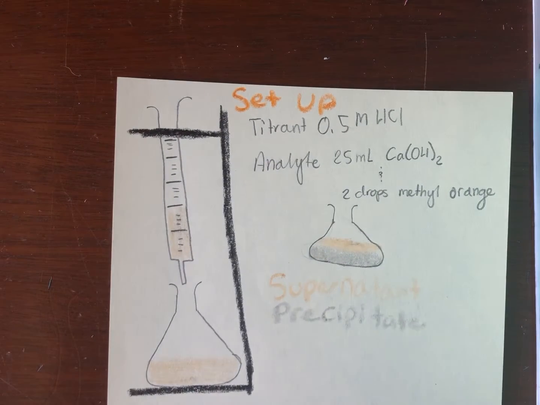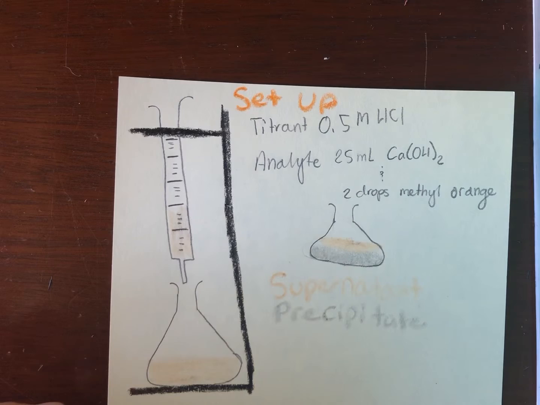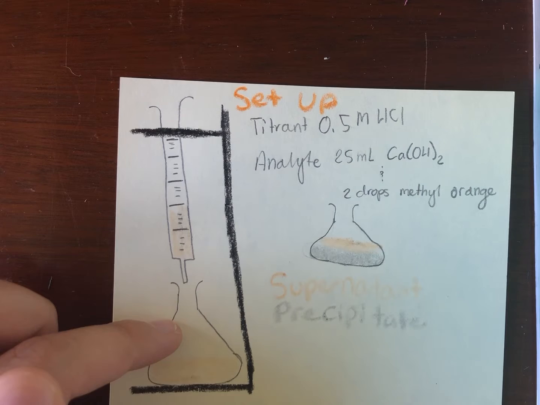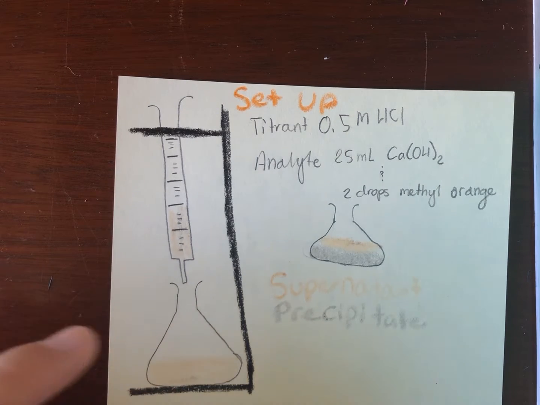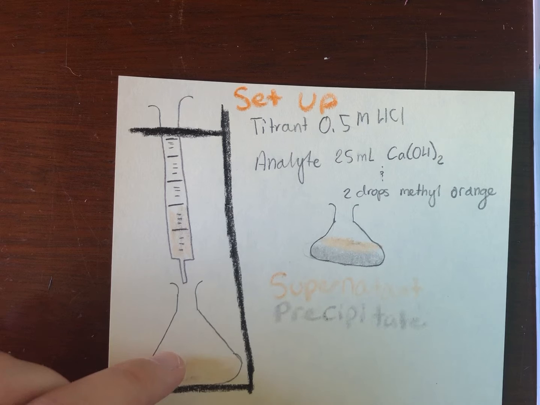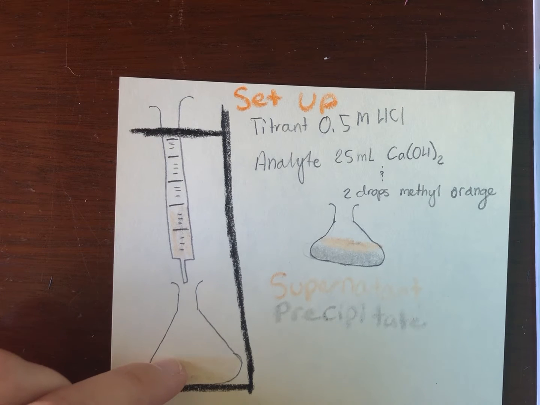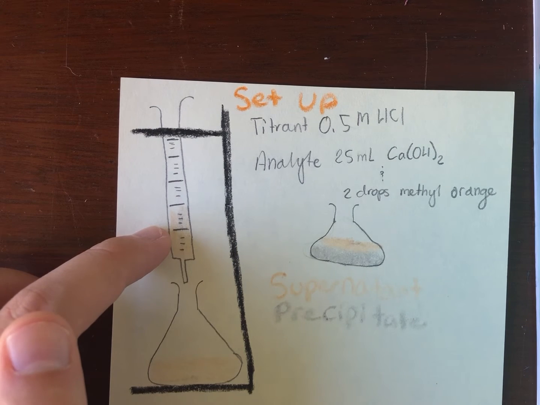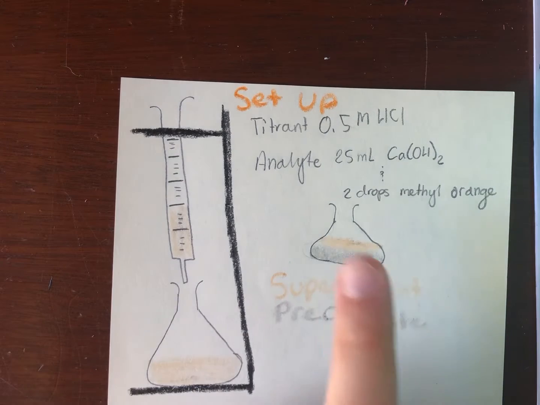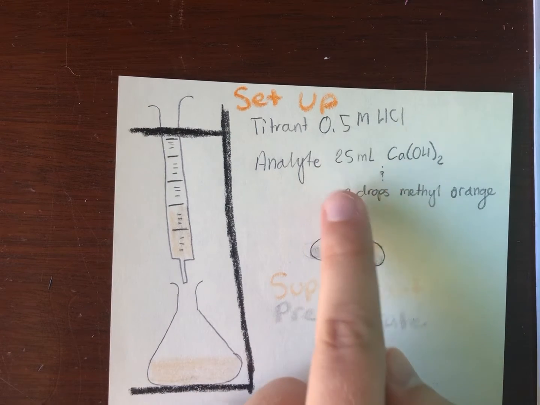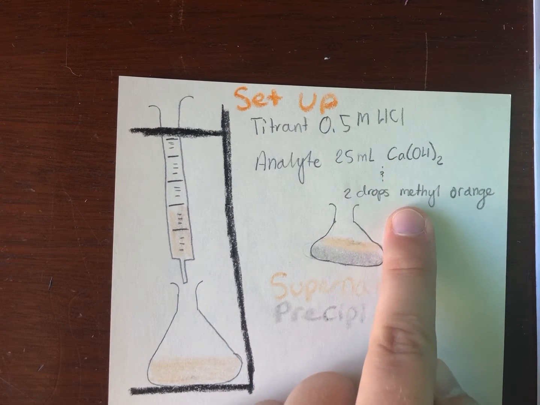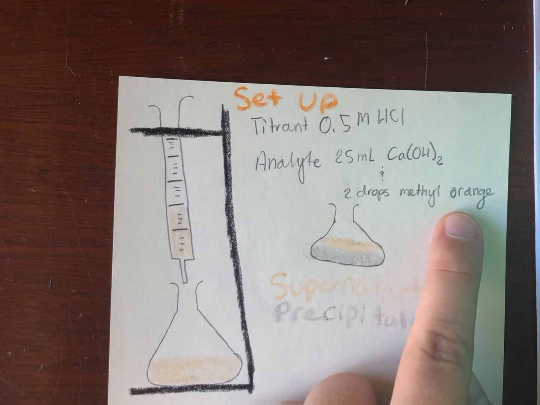So the first thing to take a look at is the setup for the titration. So here I have drawn what our titration setup would look like. We've got our clamp stand, we've got our burette, we've got the titration flask, which is normally like an Erlenmeyer flask. And then for the clear solutions, we've got our analyte, which is going to be our calcium hydroxide, and we've got our titrant, which is our hydrochloric acid solution. So we have 0.5 molar hydrochloric acid, and we have 25 milliliters of the calcium hydroxide plus 2 drops of methyl orange, which I will go through in a moment.